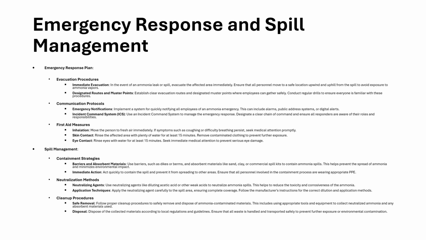Spill management. Containment strategies. Use barriers such as dikes or berms and absorbent materials like sand, clay, or commercial spill kits to contain ammonia spills. This helps prevent the spread of ammonia and minimizes environmental impact. Act quickly to contain the spill and prevent it from spreading to other areas. Ensure that all personnel involved in the contaminated process are wearing appropriate PPE.